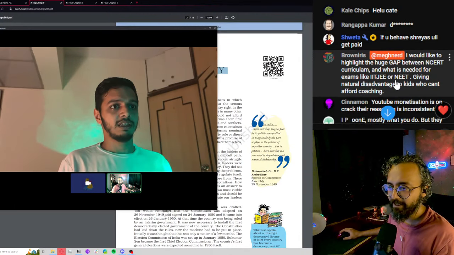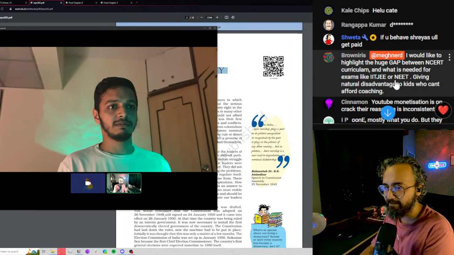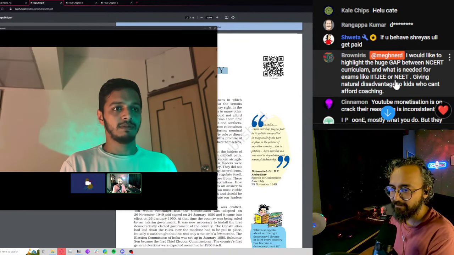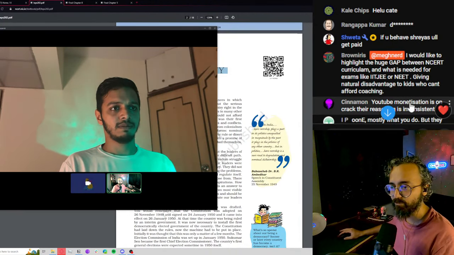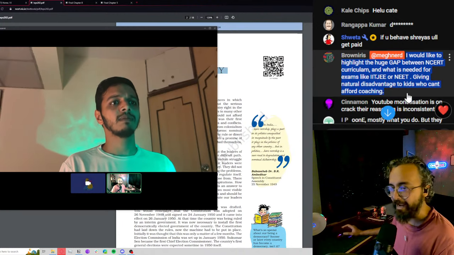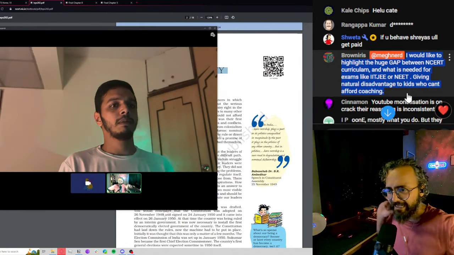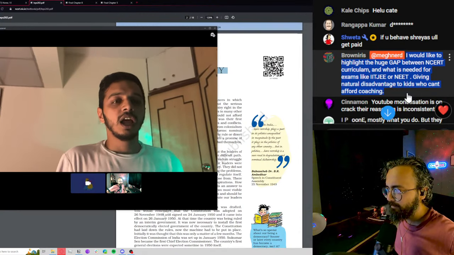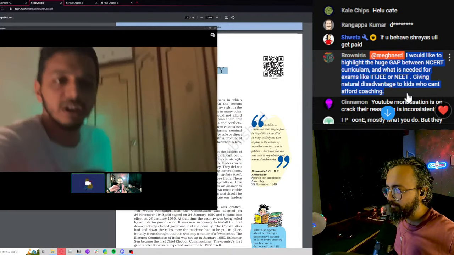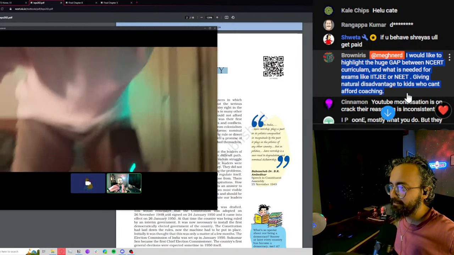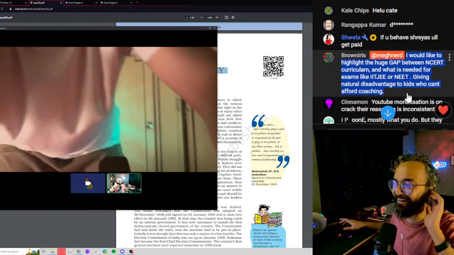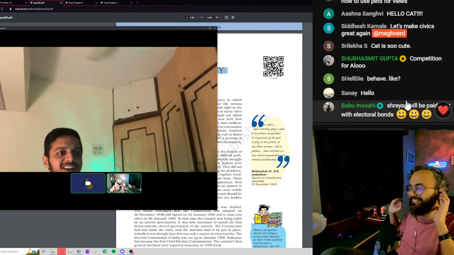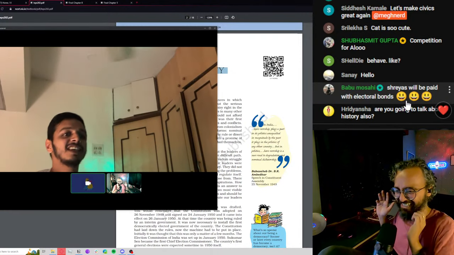Brown Iris is saying, I would like to highlight the huge gap between the NCERT curriculum and what is needed for exams like IIT JEE or NEET, giving a natural disadvantage to kids who can't afford coaching. Interesting. I have no clue because I'm not a science student. And neither is Shreyas, I think. Shreyas, you're not a science student, right? No. I mean, I was a... Sorry, my producer is now moving the camera around. I think my producer has been briefed by the government. I think she has been told that there's something happening here.